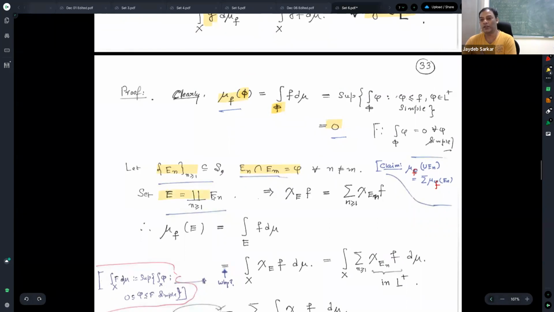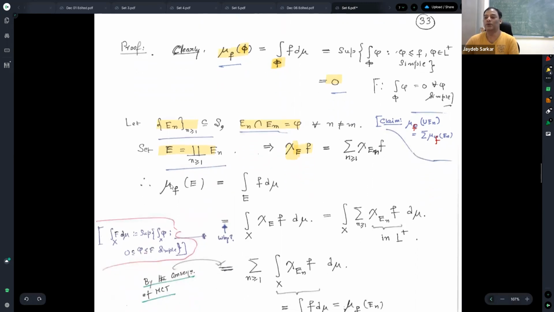So you set your E to be the disjoint union of E_n, and if that is the case, then the characteristic function χ_E is going to split. So χ_E is going to be the sum of χ_{E_n}, and hence χ_E f is going to be the sum of χ_{E_n} f. Since it is pointwise, there is no problem.